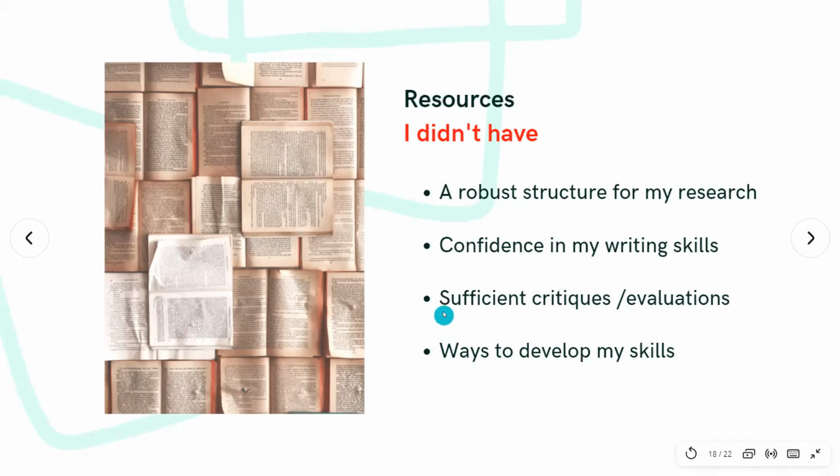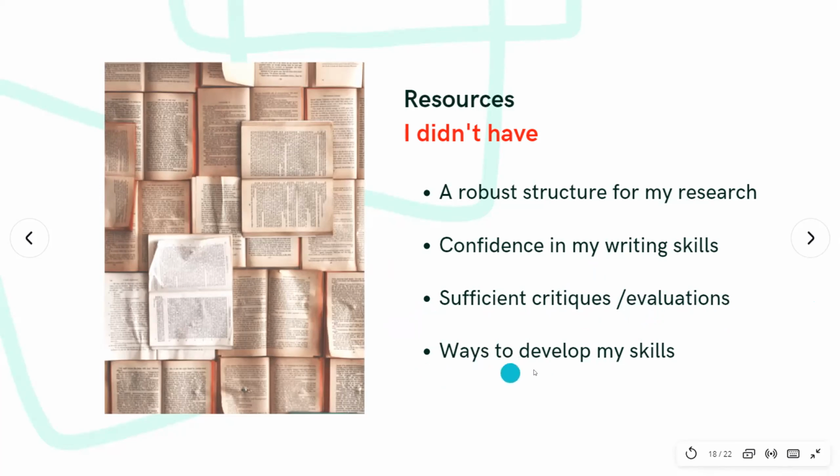I was very used to, in my undergrad study as a graphic designer, getting a lot of critiques, a lot of evaluations, doing multiple iterations of design projects. And that's just a really natural thing for me. And I didn't really feel like I had much opportunity for that at various stages in my thesis, but that's just my personal experience on my course.